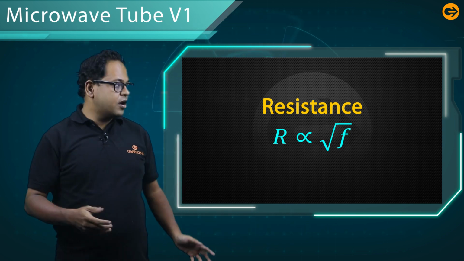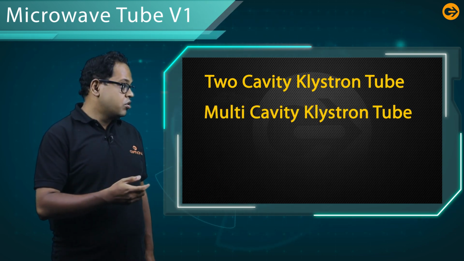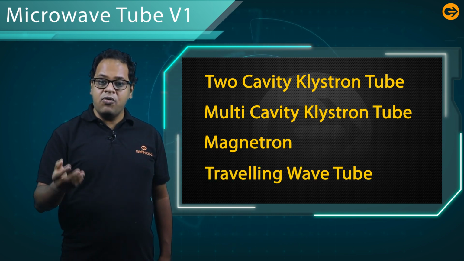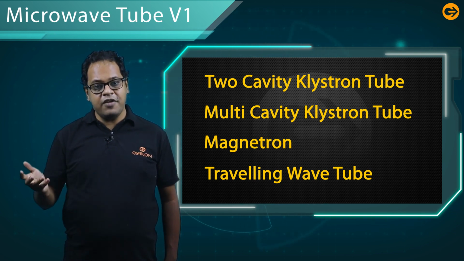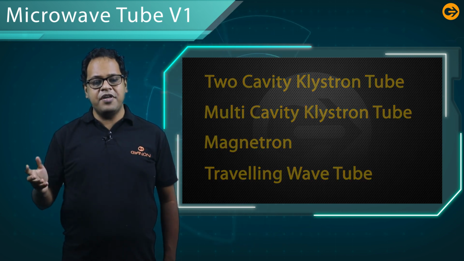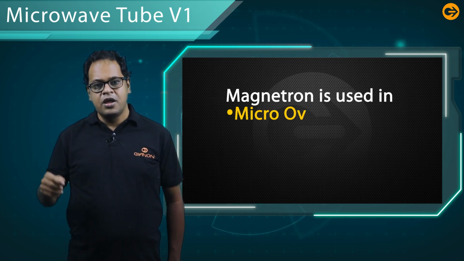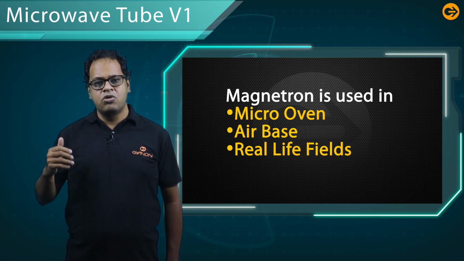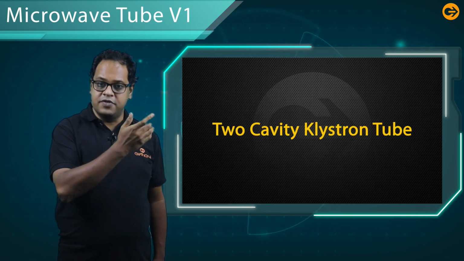The microwave tubes are the two-cavity klystron tube, multi-cavity klystron, magnetron, and traveling wave tube. Now, can you answer me which type of tube is used more in our practical life? No? Okay, let me give you the answer. The answer is magnetron. The magnetron is used in microwave ovens, in airbase, and all the real-life fields. Now, today we are going to discuss this two-cavity klystron first.